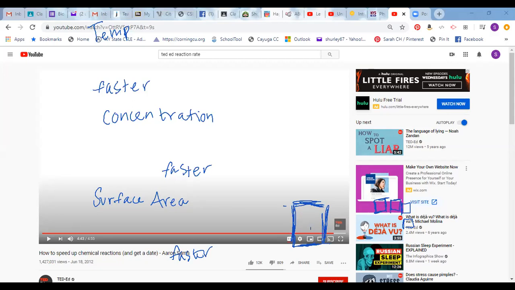Remember that surface area is something that would only apply to solids. You can't make the surface area of a gas greater. Okay.